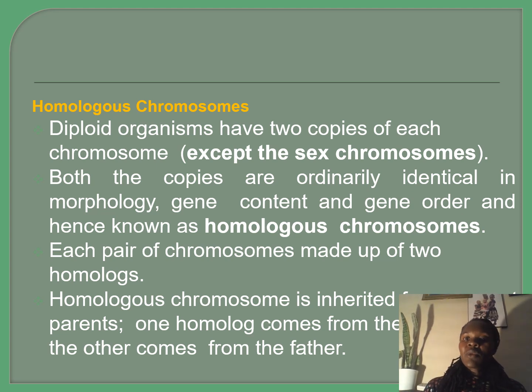So diploid organisms will always have two copies. And you talk about the two copies, it was the somatic one where we talk about the 2N. So both of the copies are identical in morphology, gene content, gene order, and at that point is when they are referred to as homologous chromosomes. What is also important about those homologous chromosomes is they are inherited from the parents. So one homolog comes from the father, and the other one comes from the mother.